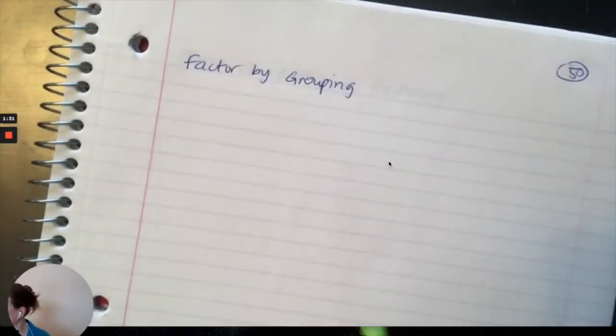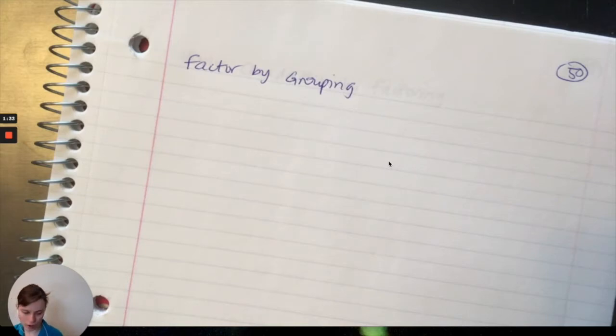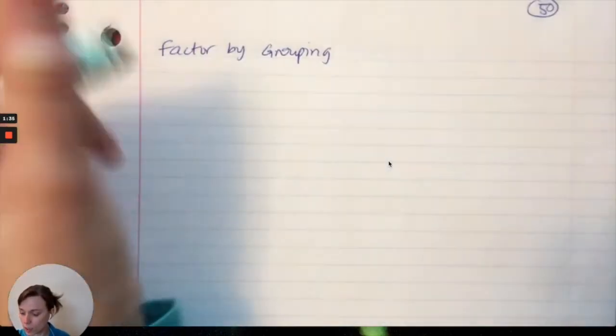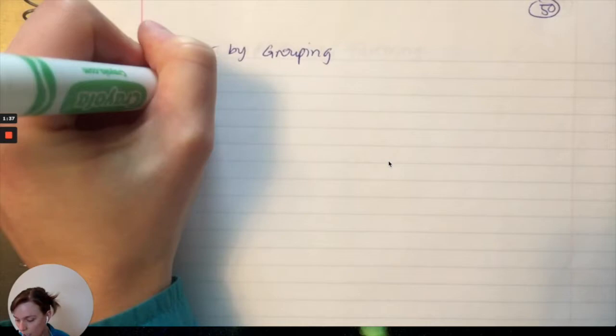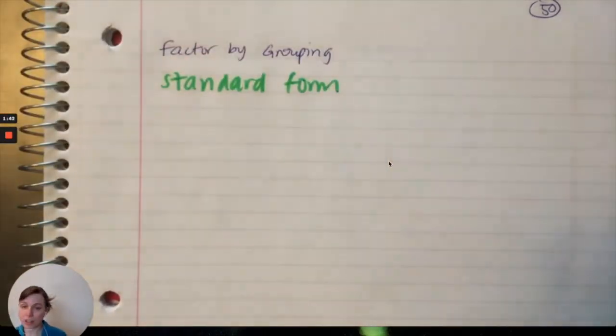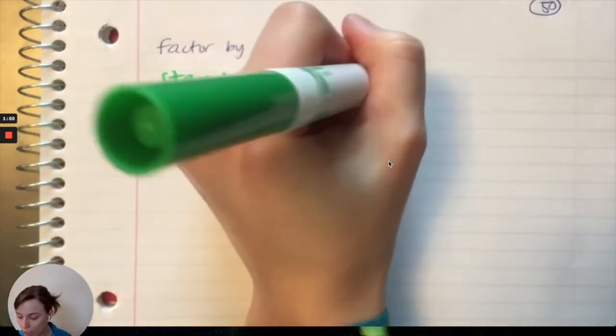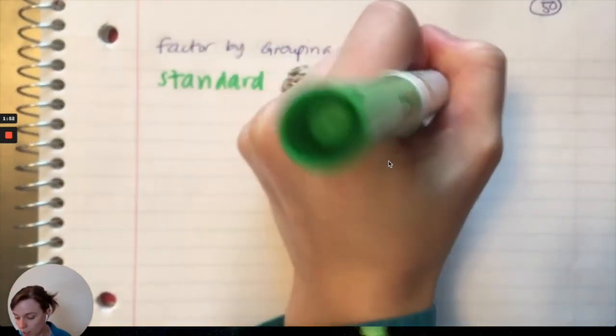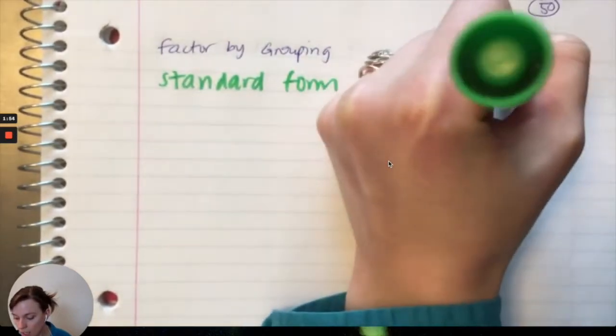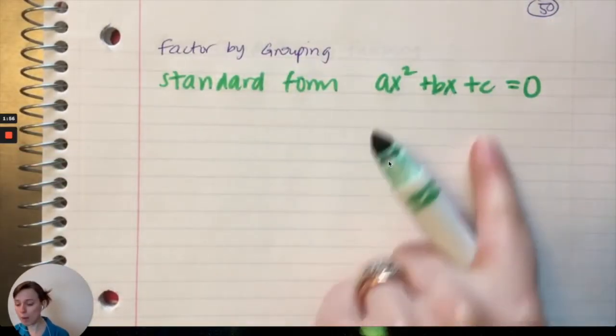Factor by grouping. Let's do green. I don't think we've done green in a while. Okay, so we are supposed to remember that we are working with standard form. So factor by grouping, you're going to be factoring a lot of quadratic trinomials. So your degree is going to be a 2 and you have 3 terms. So standard form will be ax squared plus bx plus c equals 0. So remember this equals 0.